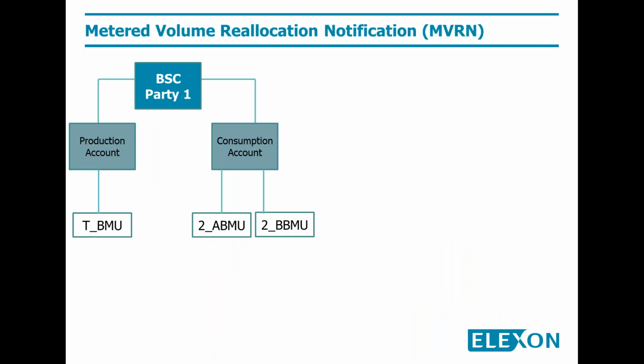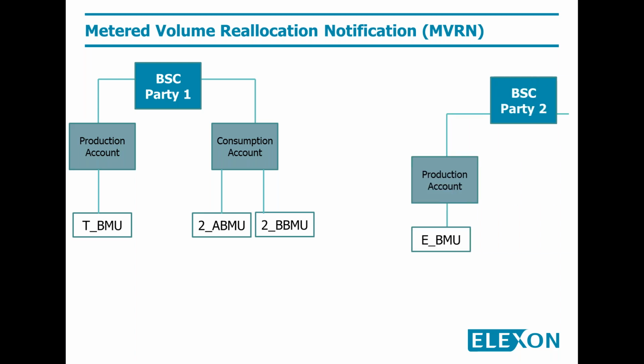Now, I mentioned earlier about something called a MVRN. That's a meter volume reallocation notification. Quite a mouthful, which is why we tend to call it a MVRN. So here's an example. We have a BSC party with a production account and a consumption account, and some example BMUs feeding into those. We also have BSC party 2, who only appear to be a generator, only using their production account. So they've got some embedded generation, and rather than deal with the system themselves, they pass that over through a MVRN to another party. So in this example, they've moved it over to party 1.